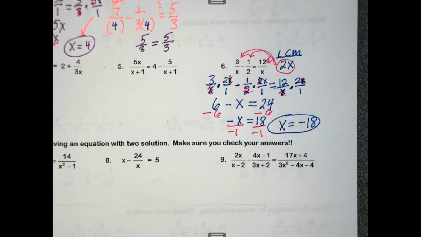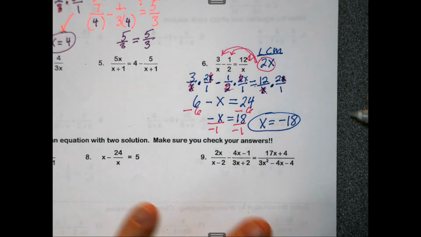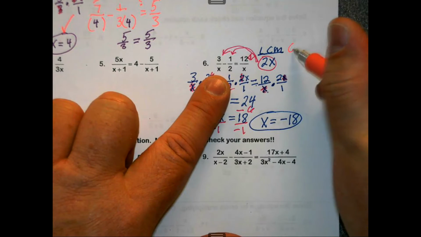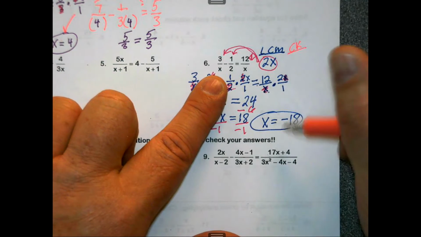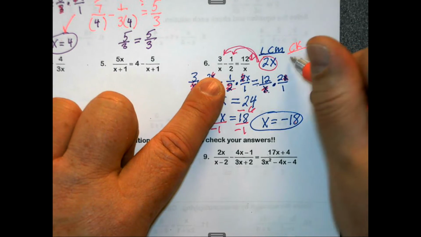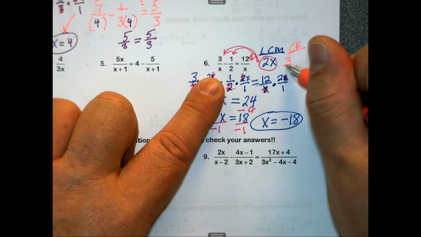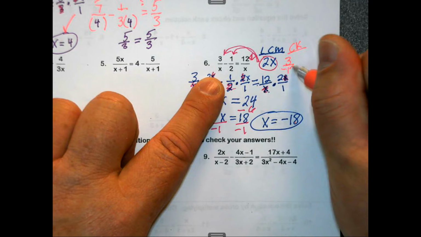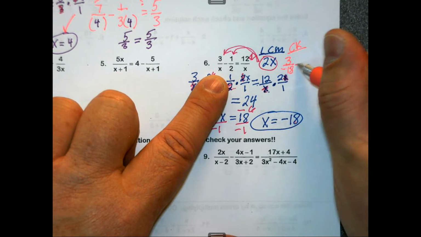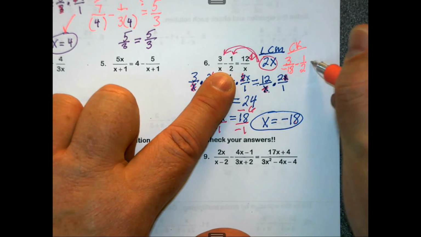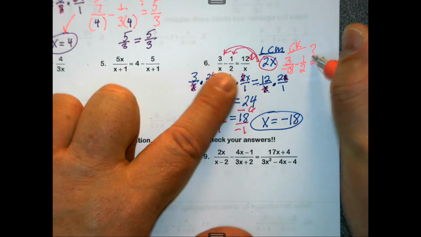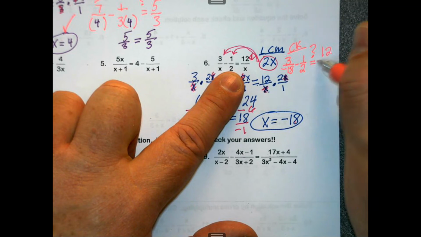I have to check it. Here's my check. Wherever I see an x, I'm going to plug in negative 18. So 3 over negative 18 minus 1/2. Does that equal 12 over negative 18?